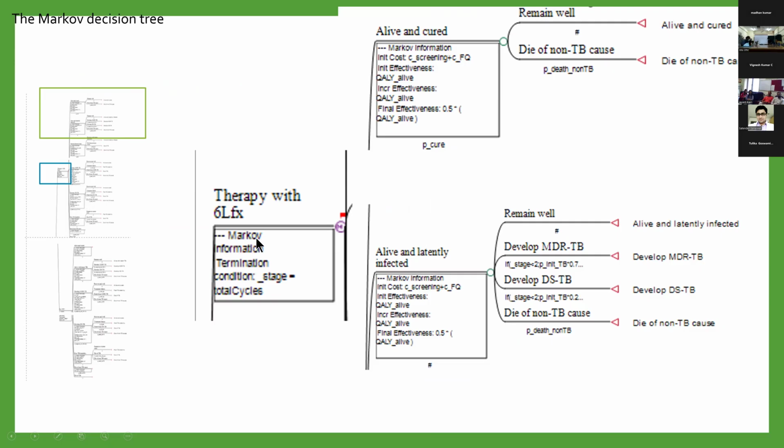Now, if you give therapy, these are the possible outcomes which can happen. You can see the Markov node here. Either you can be alive and cured, and here they can either be alive or die of non-TB cause. Second would be alive and latently infected. The outcomes could be either well, MDR, drug sensitive TB, or non-TB cause.